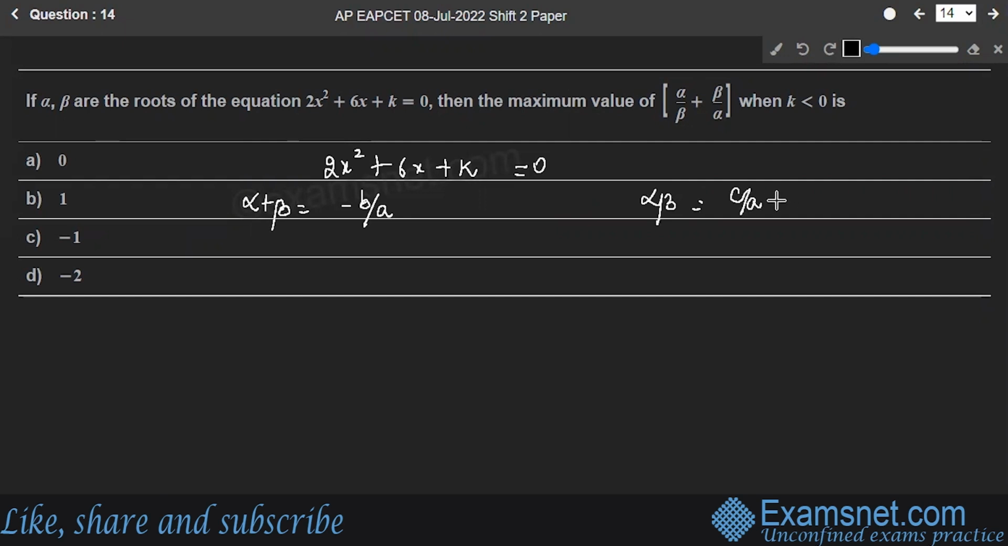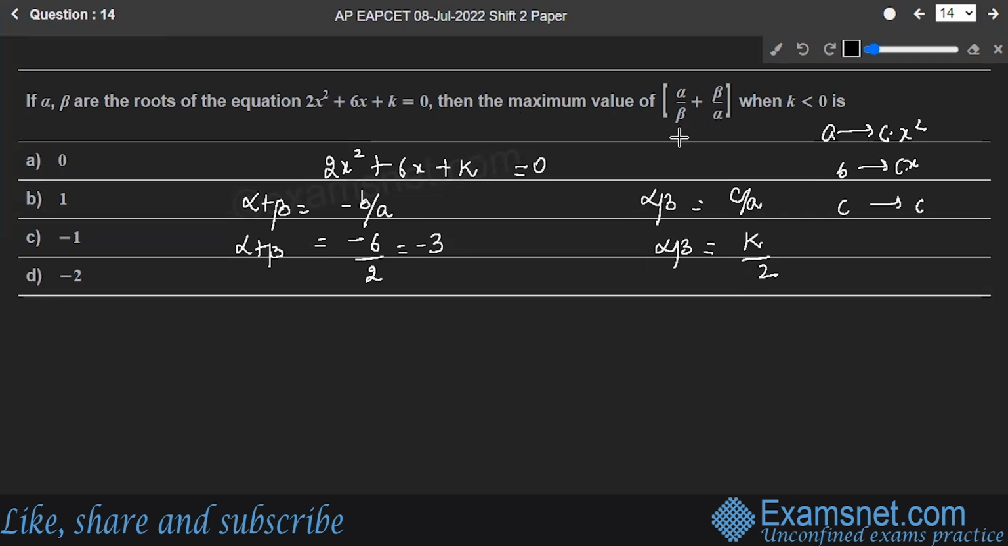A is the coefficient of x square, B is the coefficient of x, and C is the constant itself. So let's write down, these are the coefficients. What is the coefficient of x? It is 6, so minus 6 upon 2, which is equal to minus 3. Alpha into beta is equal to c divided by a, that is equal to k by 2. This is the sum of the roots and this is the product of the roots, right?